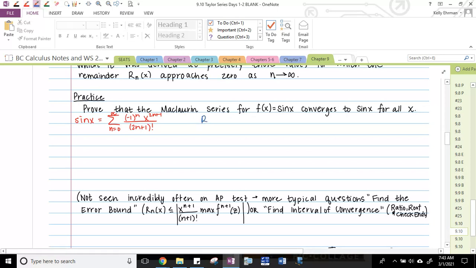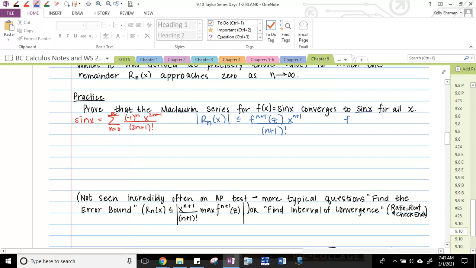What is the remainder? Well, the remainder of x, sorry, is less than or equal to the n plus 1th derivative at z times, we're talking Maclaurin, so just x to the n plus 1 over n plus 1 factorial. Now, what is this max value?